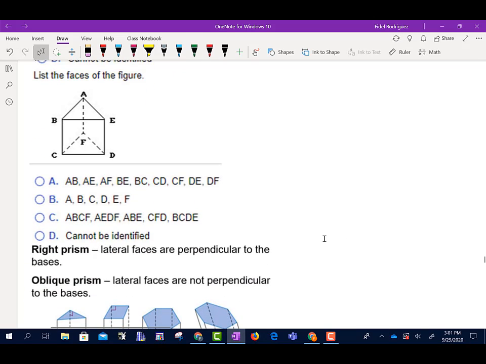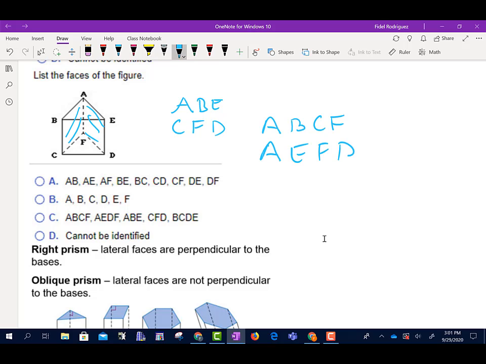Now it says list the faces of the figure. So remember the faces are going to be things like ABE, the top face, the bottom face, CFD, and then this side over here, which would be ABCF. And then this side back here, which would be AEFD. And then the one right here in the front, which would be BECD. And if you notice, those are the ones that we have right there.